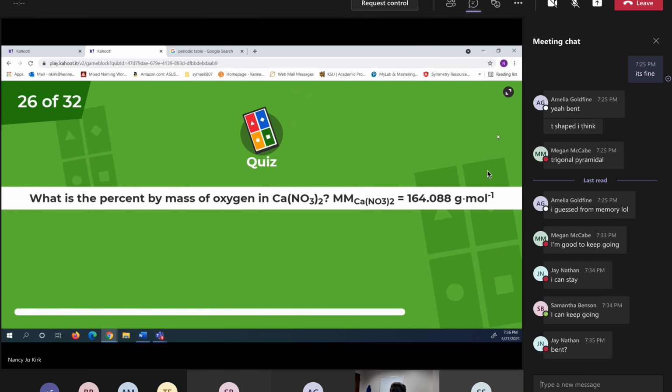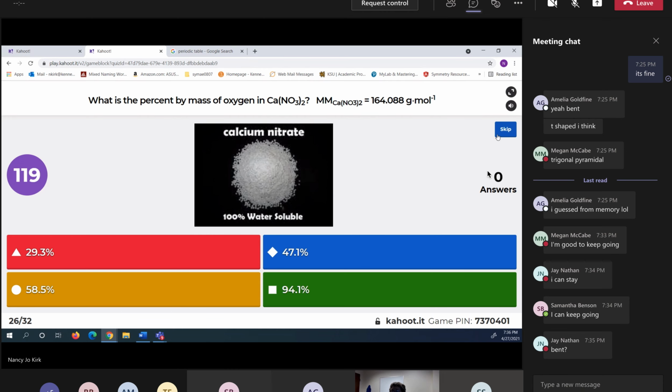What's the percent by mass of oxygen in calcium nitrate? The molar mass of calcium nitrate is 164.